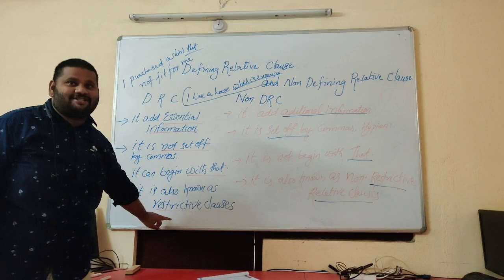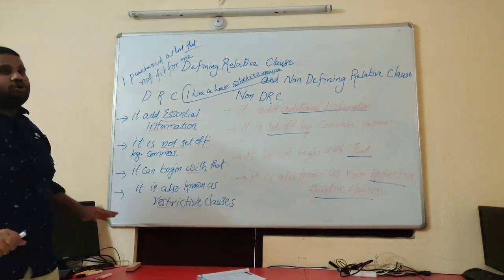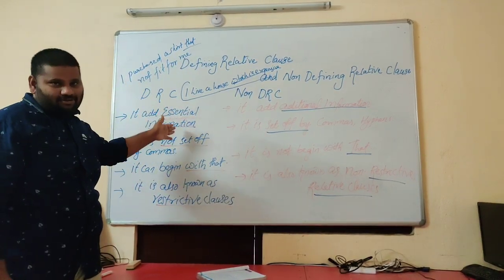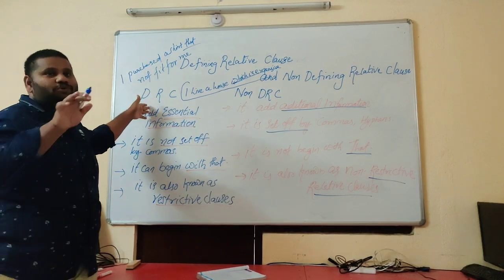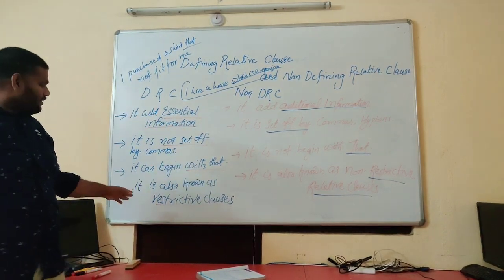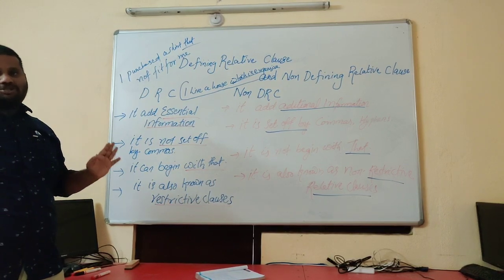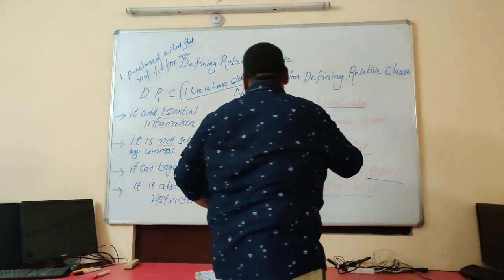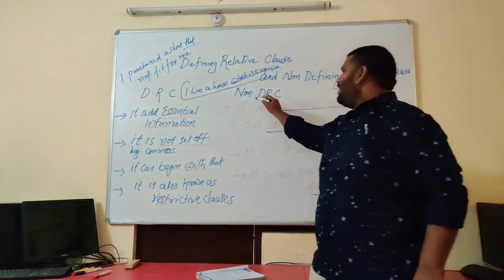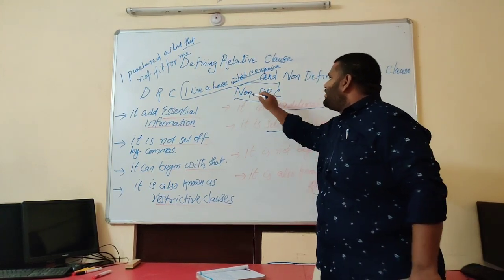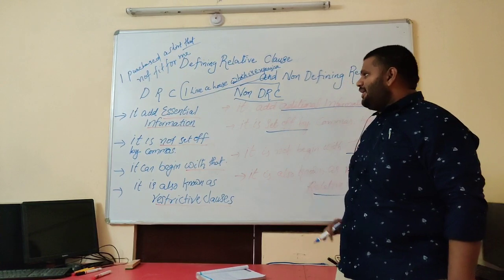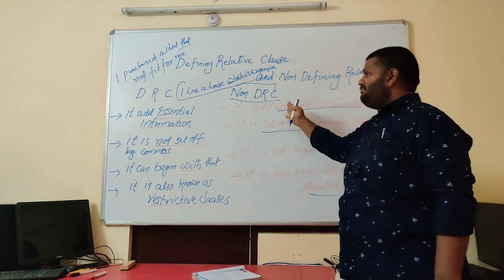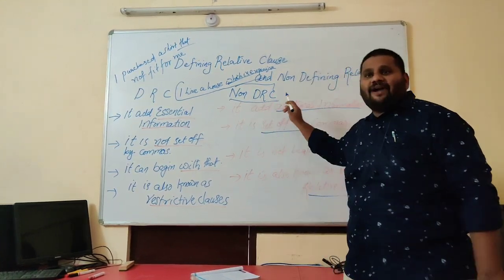Restrictive clause means there is no additional information that can be added to the defining relative clause. If you want to define a defining relative clause, it should be restrictive. No additional information should be added. Now let us go to the non-defining relative clause. For an easy method, we shorten it to non-DRC, non-defining relative clause. What we have studied in the defining relative clause, this is the opposite of that.